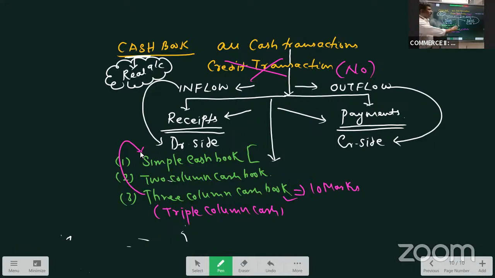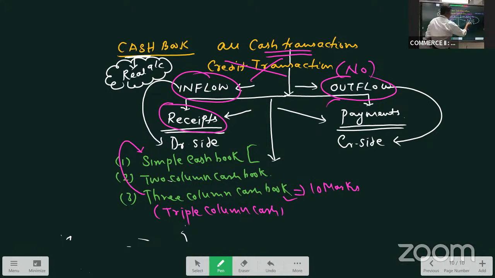Okay, go through whatever is there on the screen. You see, students, we record all cash transactions. Cash transactions are classified into inflow or outflow. Technically, we call them receipts if it is an inflow, payment if it is an outflow. If the cash is coming in the business, we call it a receipt. If the cash is going out, we call it a payment. Receipts are recorded on the debit side, payments are recorded on the credit side.